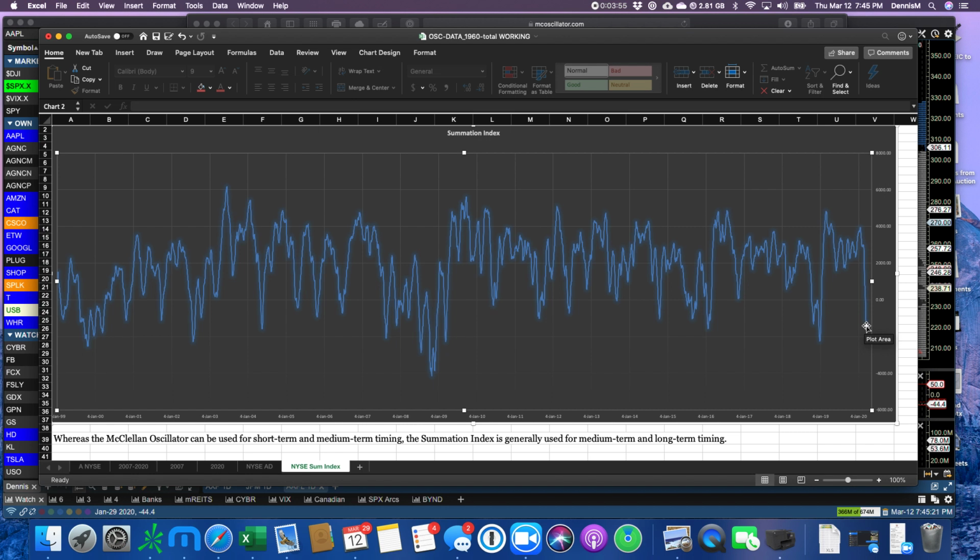Now the Summation Index hasn't hit even a low like we saw at the end of 2018 when we saw that fall crash. So we still have a ways to go in the Summation Index before we've hit a bottom. So sad to say, we may see some volatility, but we're going to see this overall line drop lower.